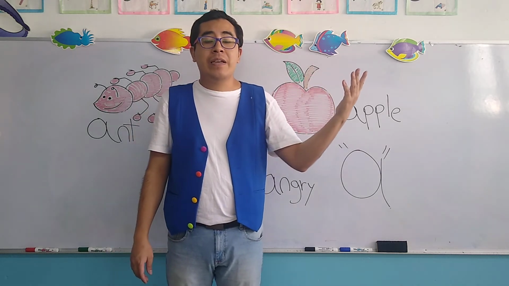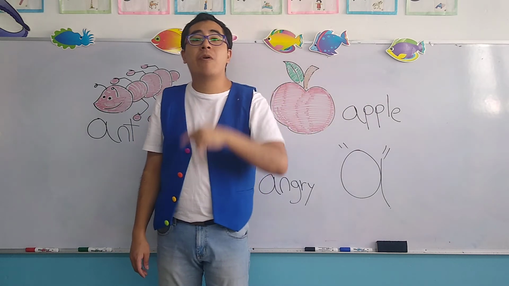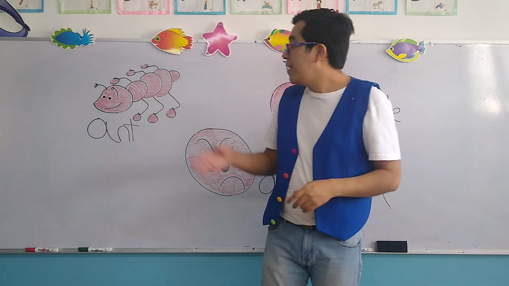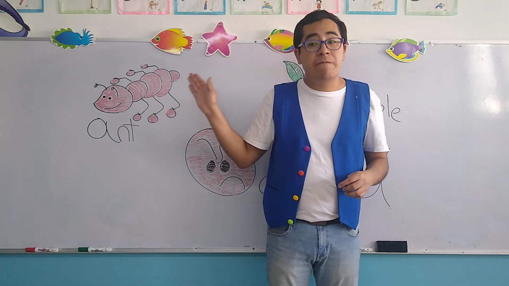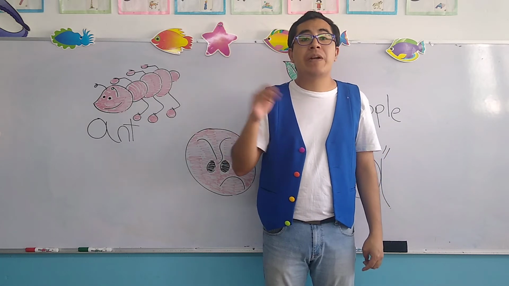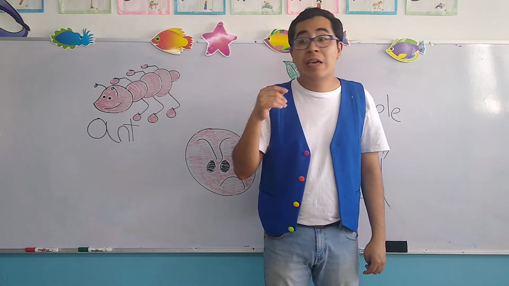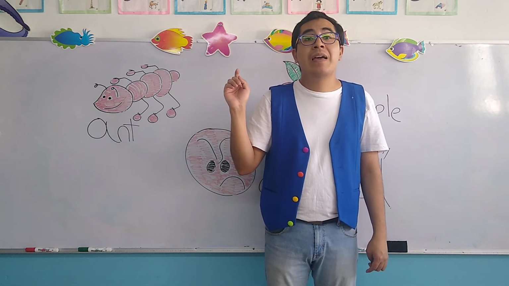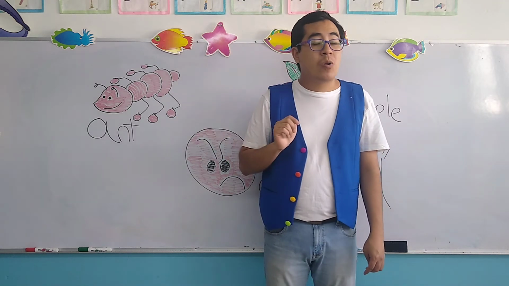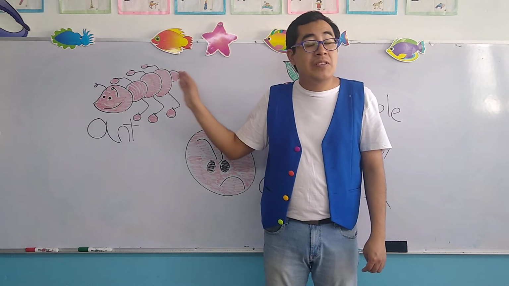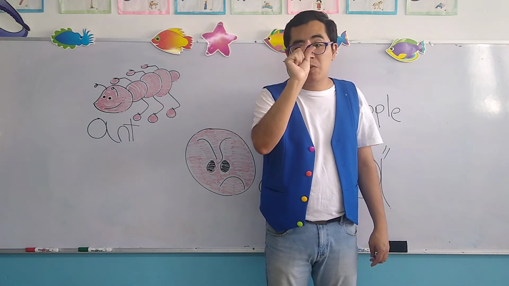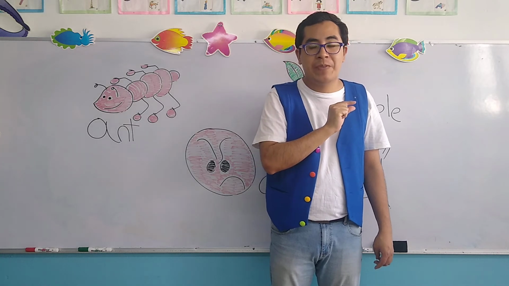And as in the case of capital A, we have objects that begin with this letter. The first one is part of the family of the insects. Es parte de la familia de los insectos. It's an ant. Tenemos una hormiga, ant. Ants are color red and because it's an insect, como es un insecto, is very, very small. Es muy, muy pequeñito. Okay?